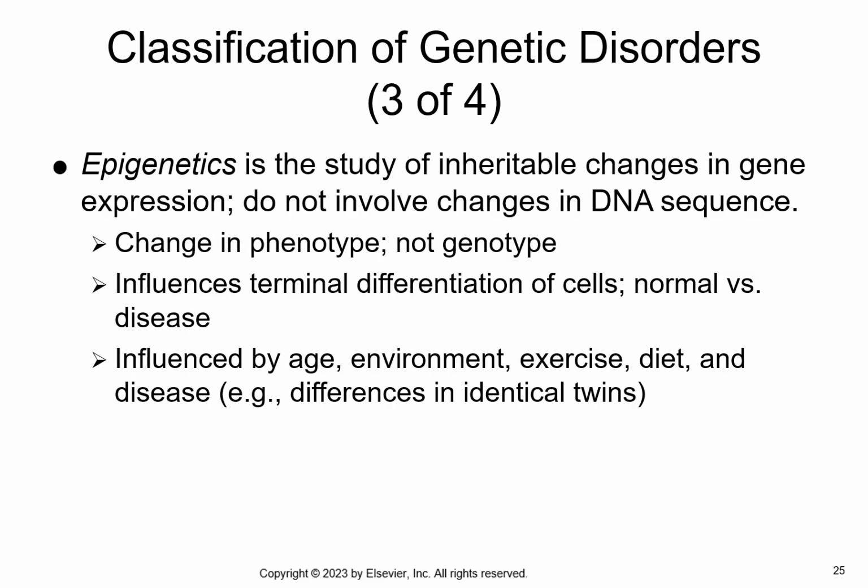If you hear the term epigenetics, epi has to do with things going around or surrounding something. So an epidemic is stuff going around the world, a disease going around the world. Epigenetics looks at inheritable changes in how genes are expressed. They don't involve the DNA sequence itself. So what we're looking at is the difference in what we see, not in the genotype itself.